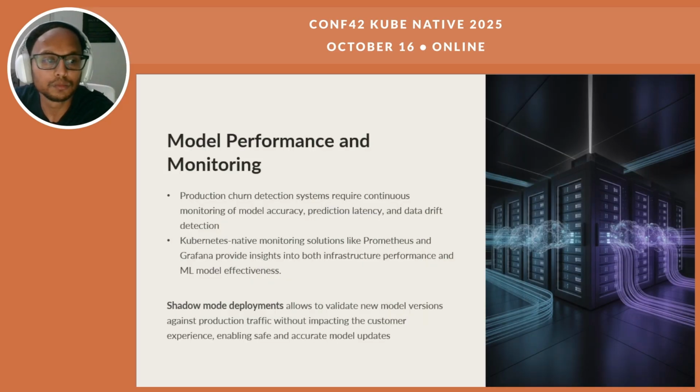All right. So putting this into what it means in terms of model performance and monitoring. Although the system should work in an automated manner once it's set up, we need to ensure that we're able to monitor for model accuracy, prediction latency, and even data drift. The advantage is that Kubernetes native tools like Prometheus and Grafana actually provide these insights upfront. And to maintain reliability, we also need to make sure that any kind of updates that happen are done in a safe and accurate manner. Again, what Kubernetes allows us to do is to make sure that we're able to validate any new model versions against production traffic without impacting customer experience. And that's truly where it sets itself apart.